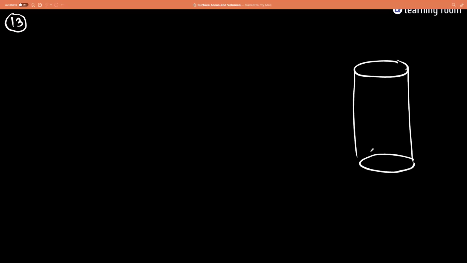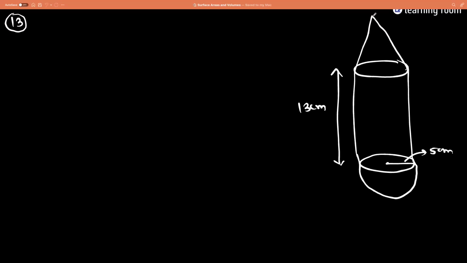Okay. So let us draw the diagram. So there is a cylinder of height 13 centimeter and radius 5 centimeter. You have a hemispherical bowl here and a cone. Okay, this is going to be 5 centimeter and the height of the cone is 12 centimeter. Okay. So this is also going to be 5 centimeter.